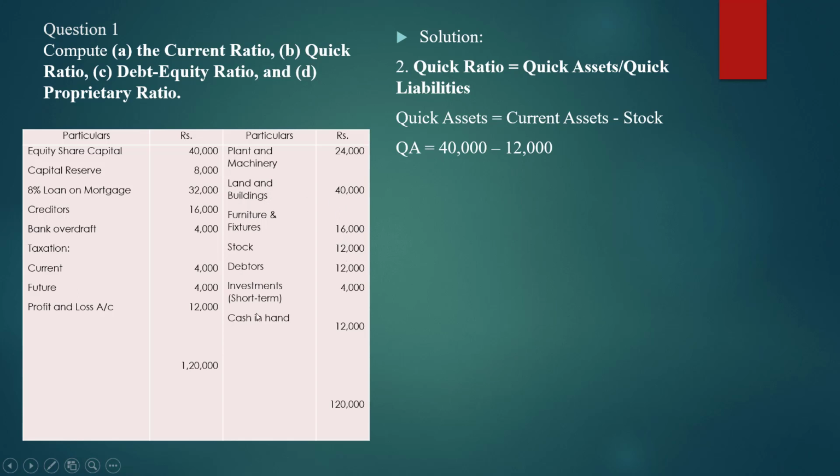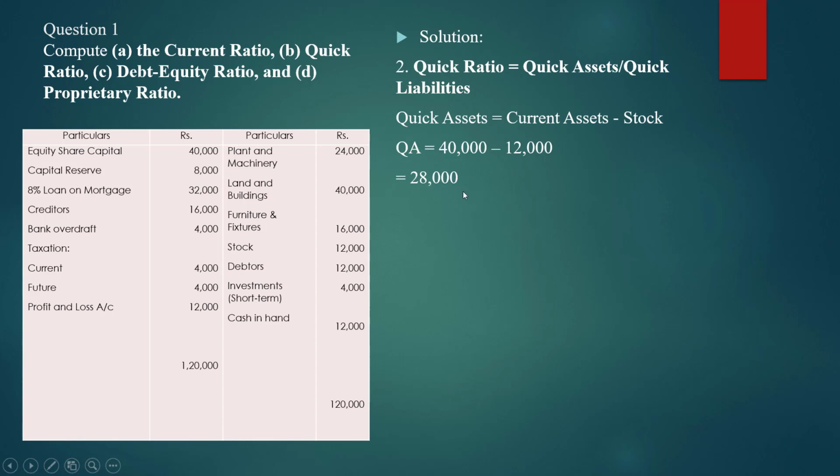Now if there are any prepaid expenses, then we have to deduct those prepaid expenses as well. But in this question we don't have any prepaid expenses. We have stock only. So we have to subtract this stock item only to calculate the quick assets. So after calculating, we are getting the quick assets value as 28,000.